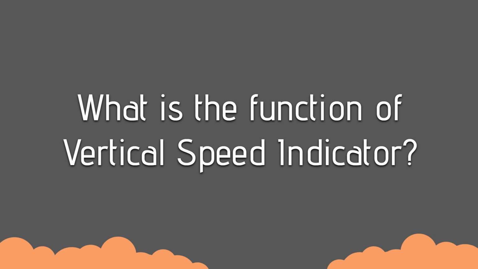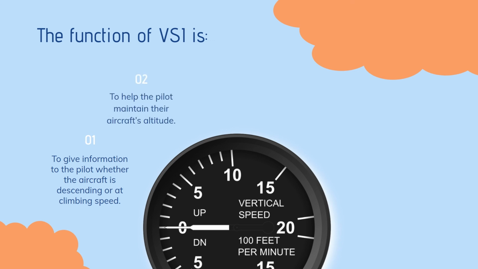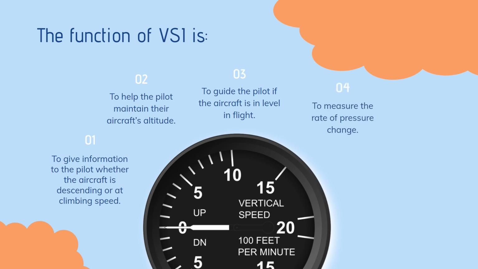What is the function of the vertical speed indicator? The function of the VSI is, first, to give information to the pilot whether the aircraft is descending or climbing. Second, to help the pilot maintain their aircraft's altitude. Third, to guide the pilot if the aircraft is in level flight. Fourth, to measure the rate of pressure change. And lastly, to help the pilot maintain the aircraft's rate of climb and rate of descent.